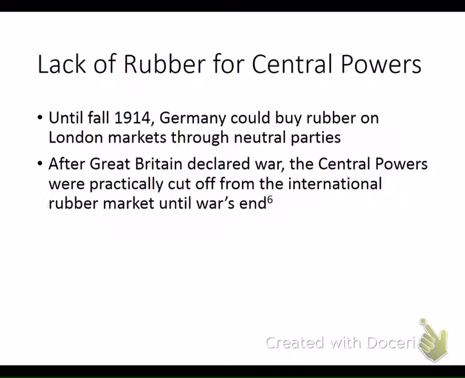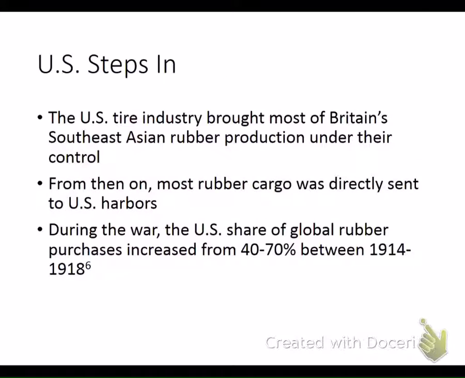So this is why rubber was important. It was really the lack of rubber for the Central Powers, including Germany, that caused some problems during the war. It wasn't the only one, but one big contributor. It's thought that until about the fall of 1914, Germany was buying rubber on London markets through neutral parties, but after Great Britain declared war, the Central Powers were practically cut off from the international rubber market until really like war's end.